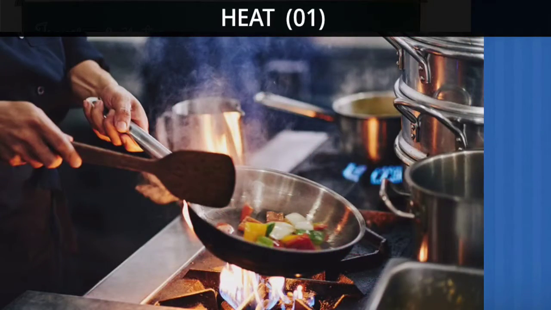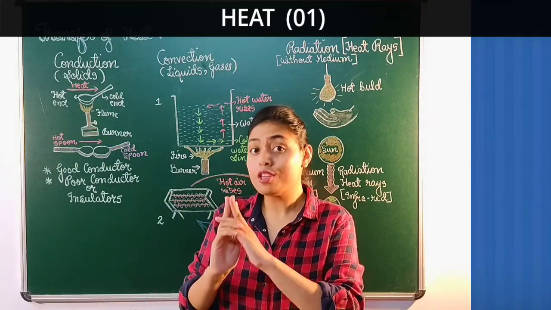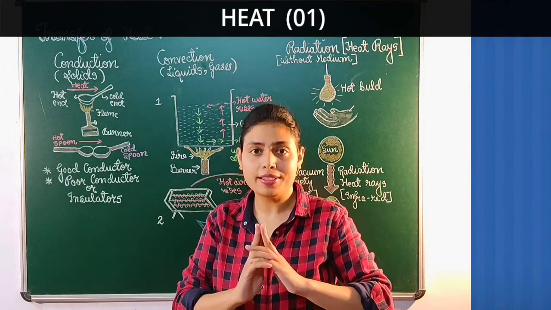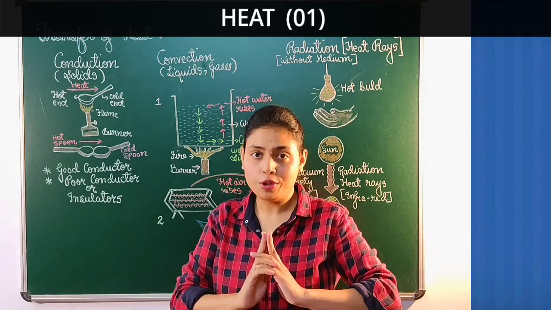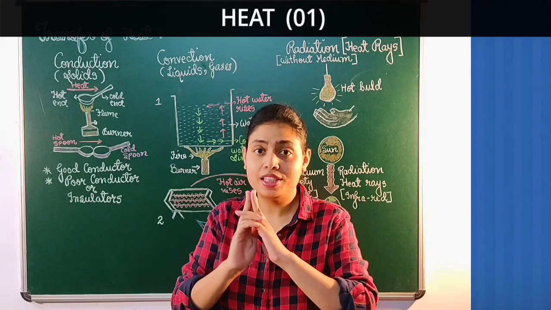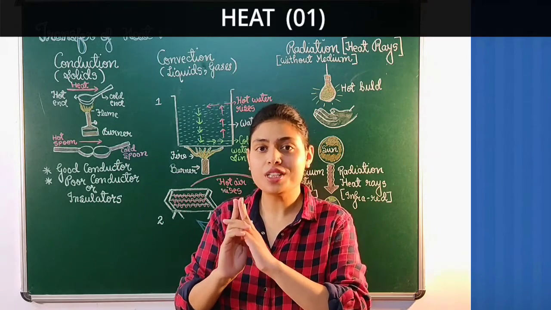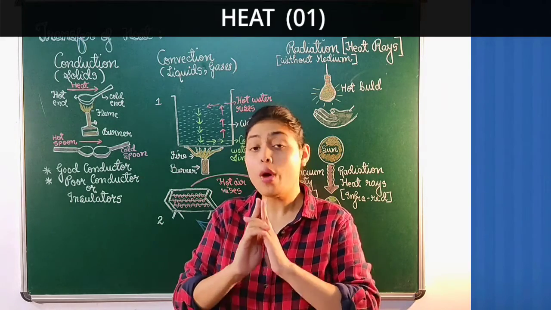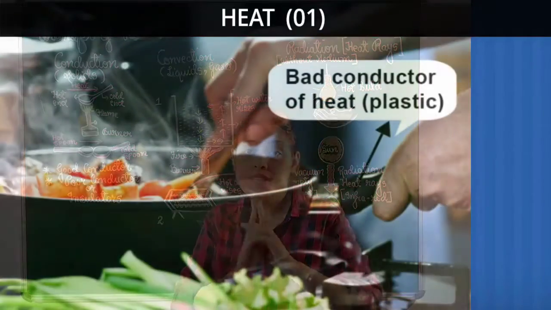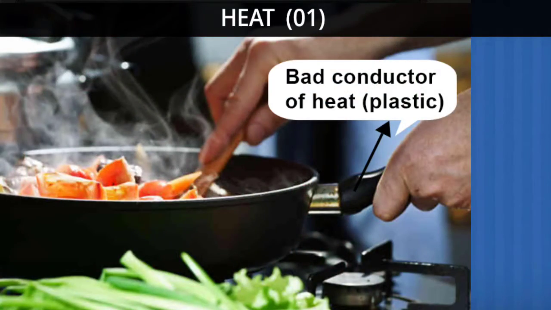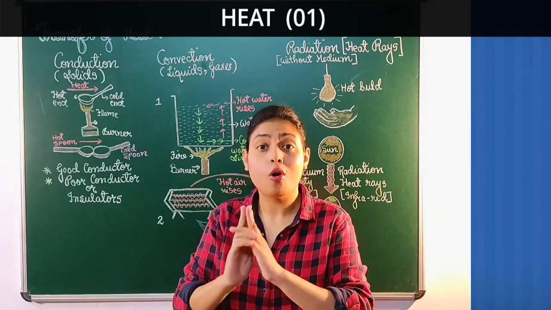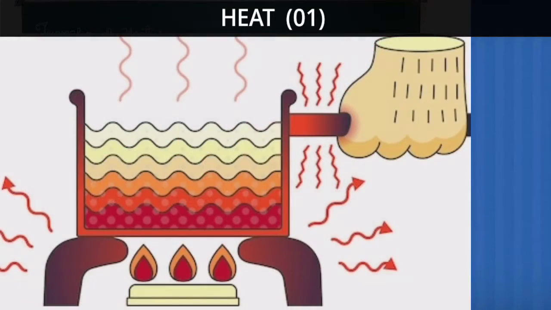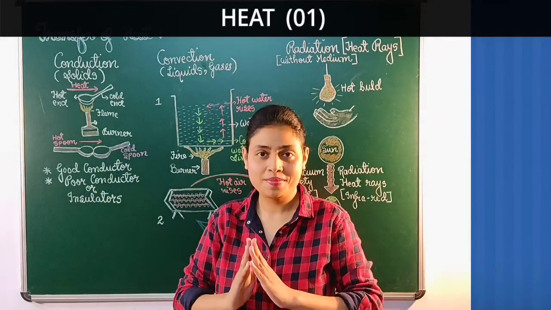Utensils are generally made up of metal. Why? Because metals are good conductors of heat, which quickly transfer the heat from the gas stove to the food placed inside the utensil, which helps in cooking of the food. Whereas the handles of the utensils are made up of plastic. Why, children? Because plastic is a poor conductor of heat, and it helps to hold the hot utensil without the risk of burning your hands.